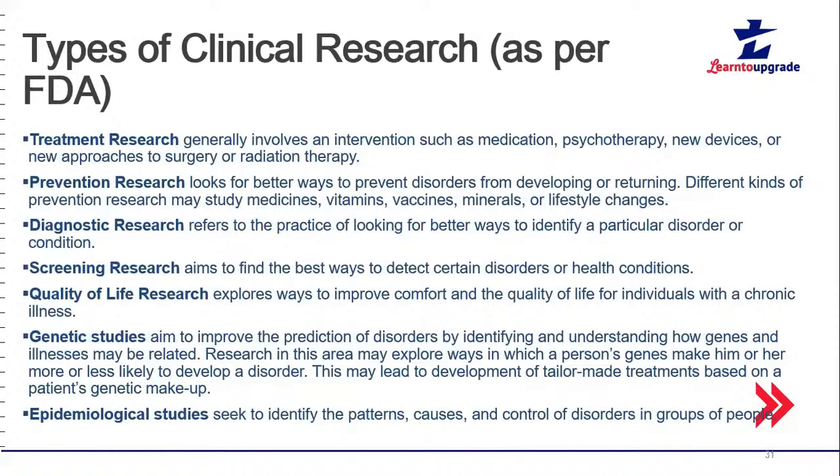Screening research aims to find the best ways to detect certain disorders or health conditions. So here we are identifying the methods by which we can identify the disorder or condition in the early phase. We are trying to identify those methods, those ways to detect the particular disorder or health condition in the early phase. Here we are not using specific drugs or molecules or compounds. We are identifying the best methods.